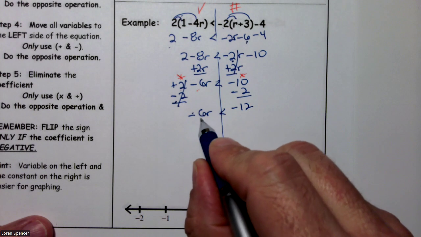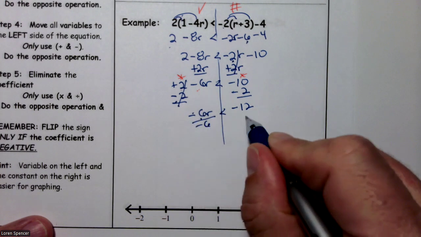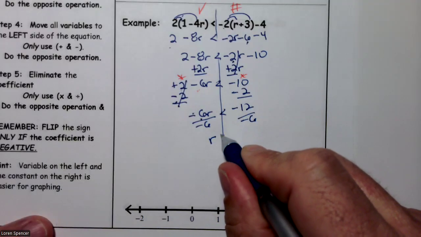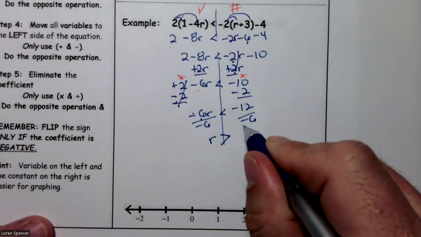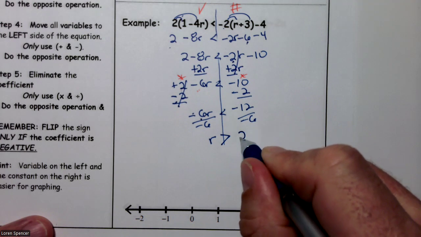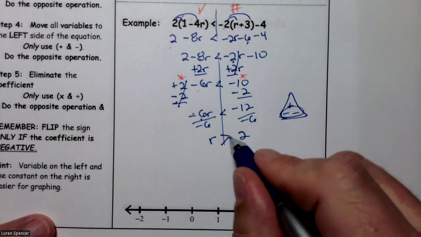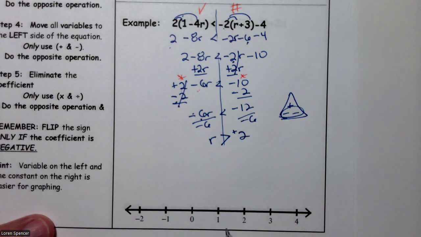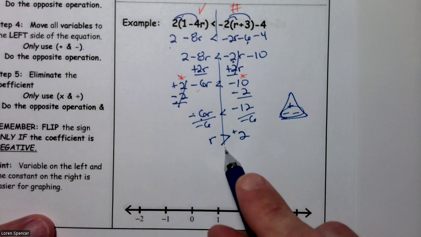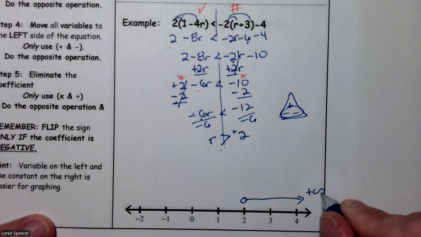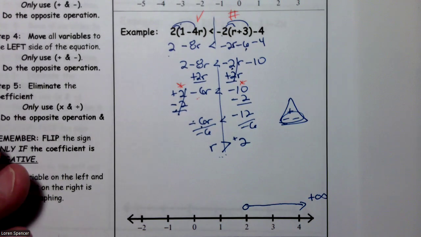I need to get rid of my coefficient of negative 6 by dividing by negative 6. Be careful here. I'm dividing by a negative, so this sign switches. And 12 divided by 6 is 2. And remember, a negative divided by a negative is a positive. So I'm going to go to positive 2. It's going to get a hollow because there's no line underneath. It's pointing in this direction and goes to positive infinity.